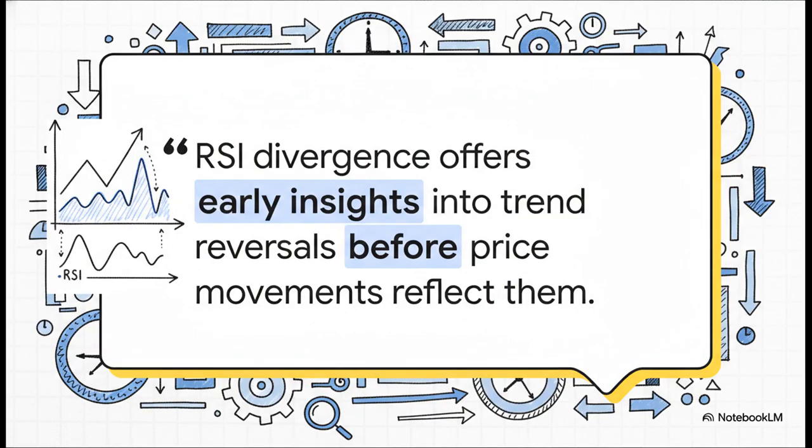So, when you really get down to it, divergence is like your early warning system. It gives you a sneak peek into a potential change in the market's direction before it's obvious to everyone else just by looking at the price. That can be a real edge.